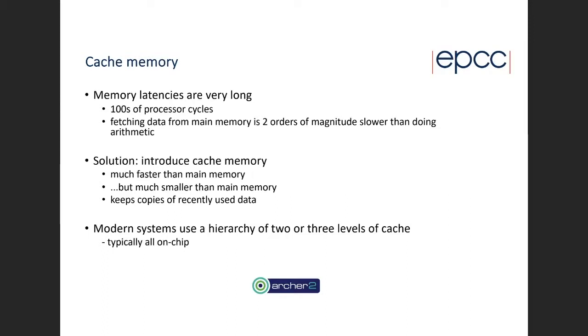So the solution to that is the idea of cache memory. This is memory which is much faster to access in terms of latency than main memory, and also has higher bandwidth, but it's much smaller than main memory. It keeps copies of recently used data, which can then be re-accessed quickly. As we've seen, modern systems have a hierarchy of typically three levels of cache on chip these days.